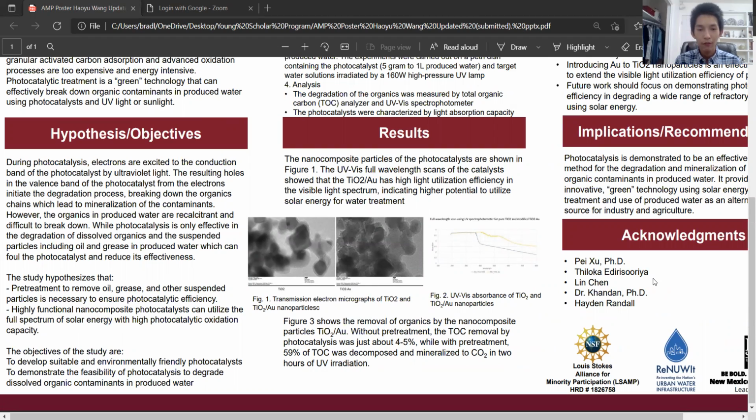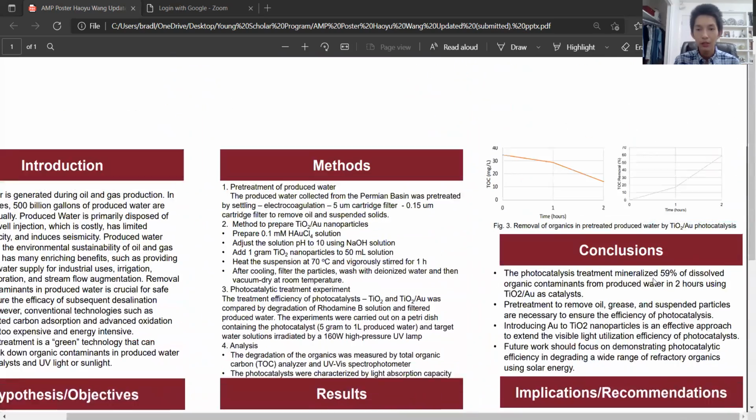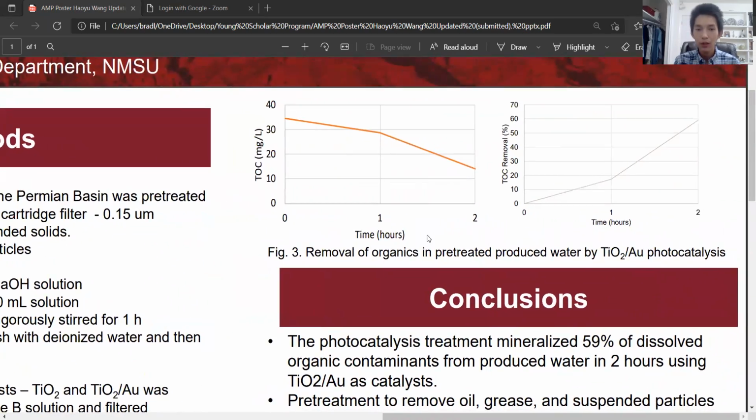The TOC removal by the photocatalyst was about 4 to 5%, while with the pretreatment 59% of the total organic compounds were decomposed and mineralized into CO2 in 2 hours of UV radiation, which can be seen on this graph here, time in hours, and the total removal rate.